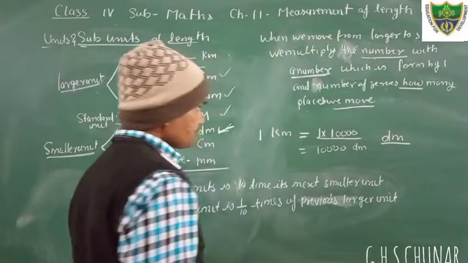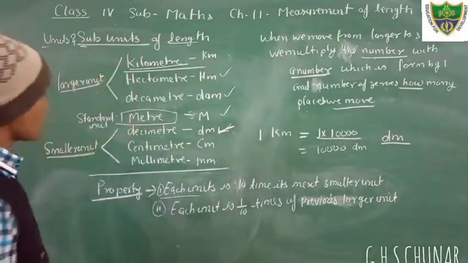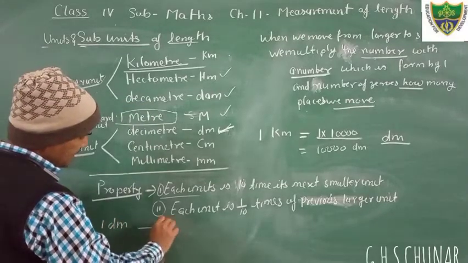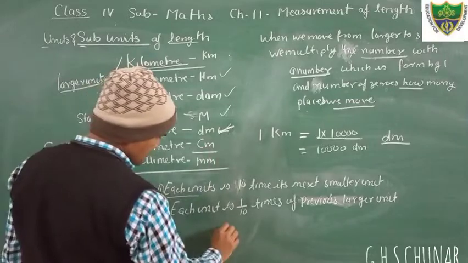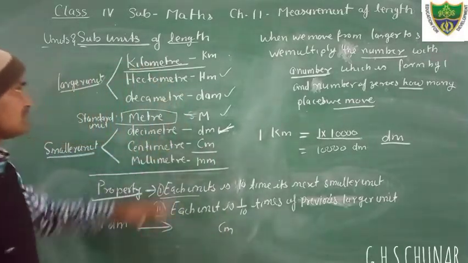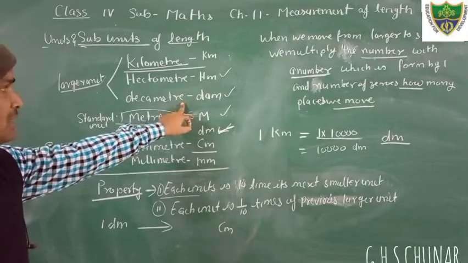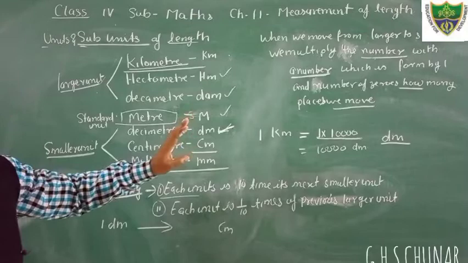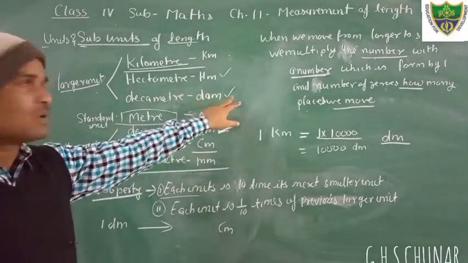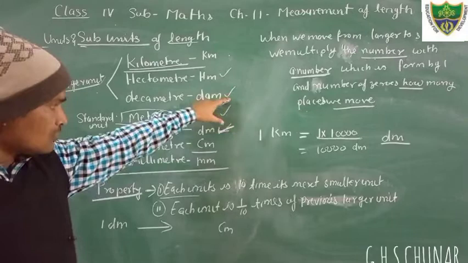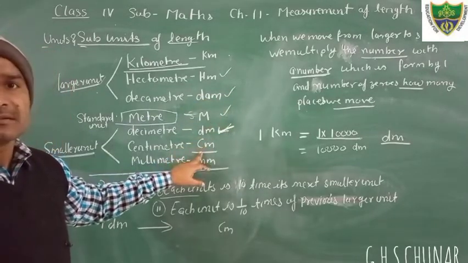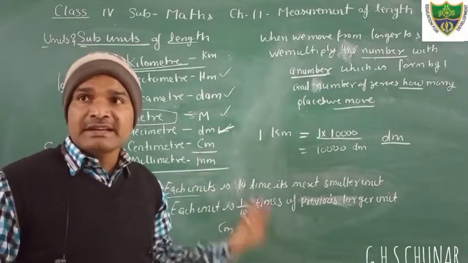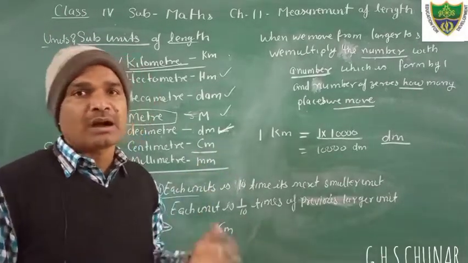In the next example, convert 1 decimeter into centimeter. From decimeter to centimeter, how many places do you move? 1, 2, 3. Simply you will write at the place of decimeter 1 and to reach your target. The target means to reach that unit in which you want to convert.